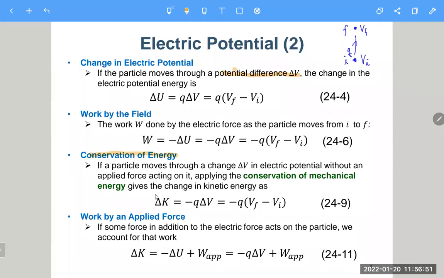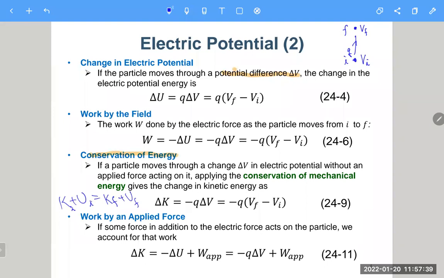So for the conservation of energy, the total energy will be K plus U. K is the kinetic energy, U is the potential energy. If we consider there is no loss in between, we have Ki, the initial kinetic energy, plus the initial potential energy, which will be the final kinetic energy plus the final potential energy.